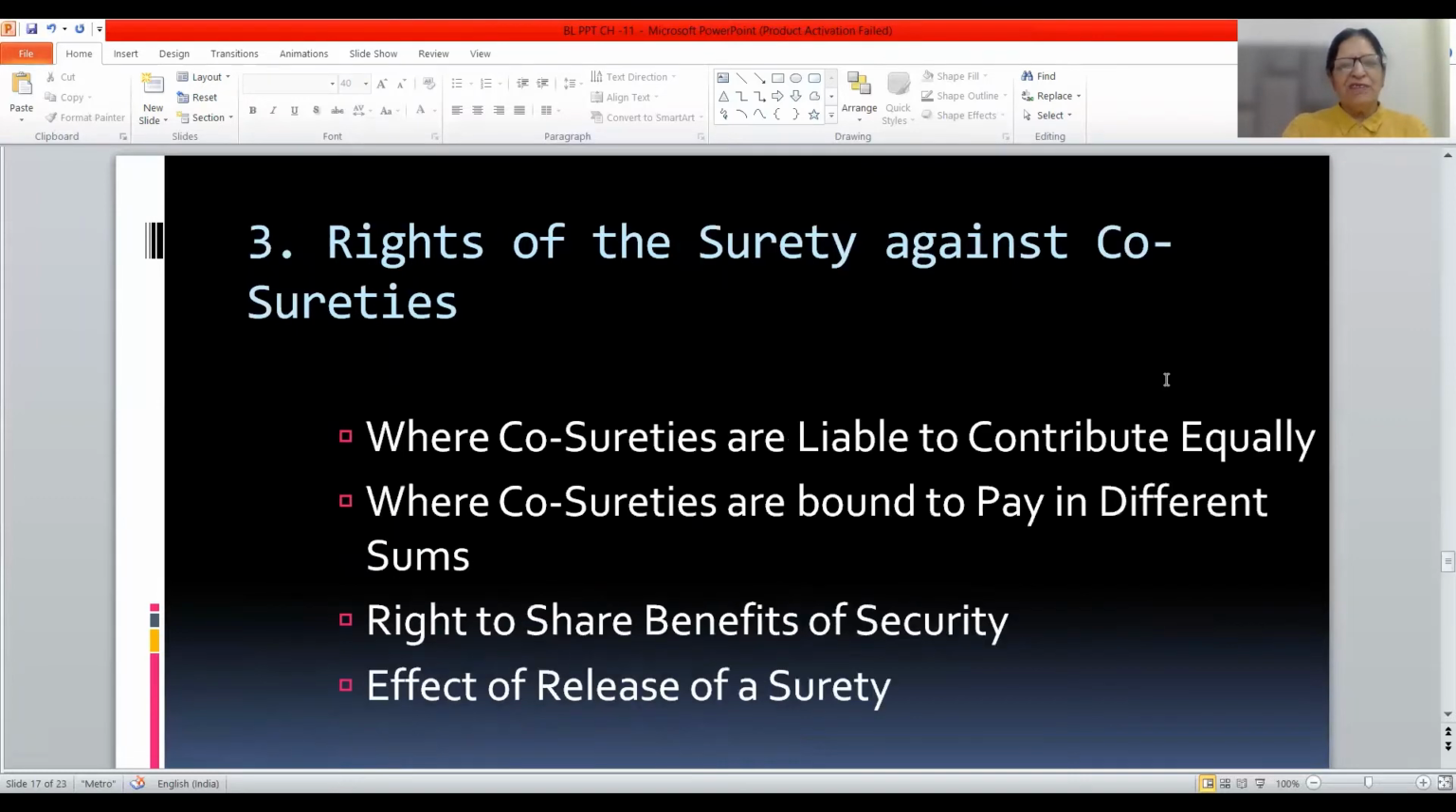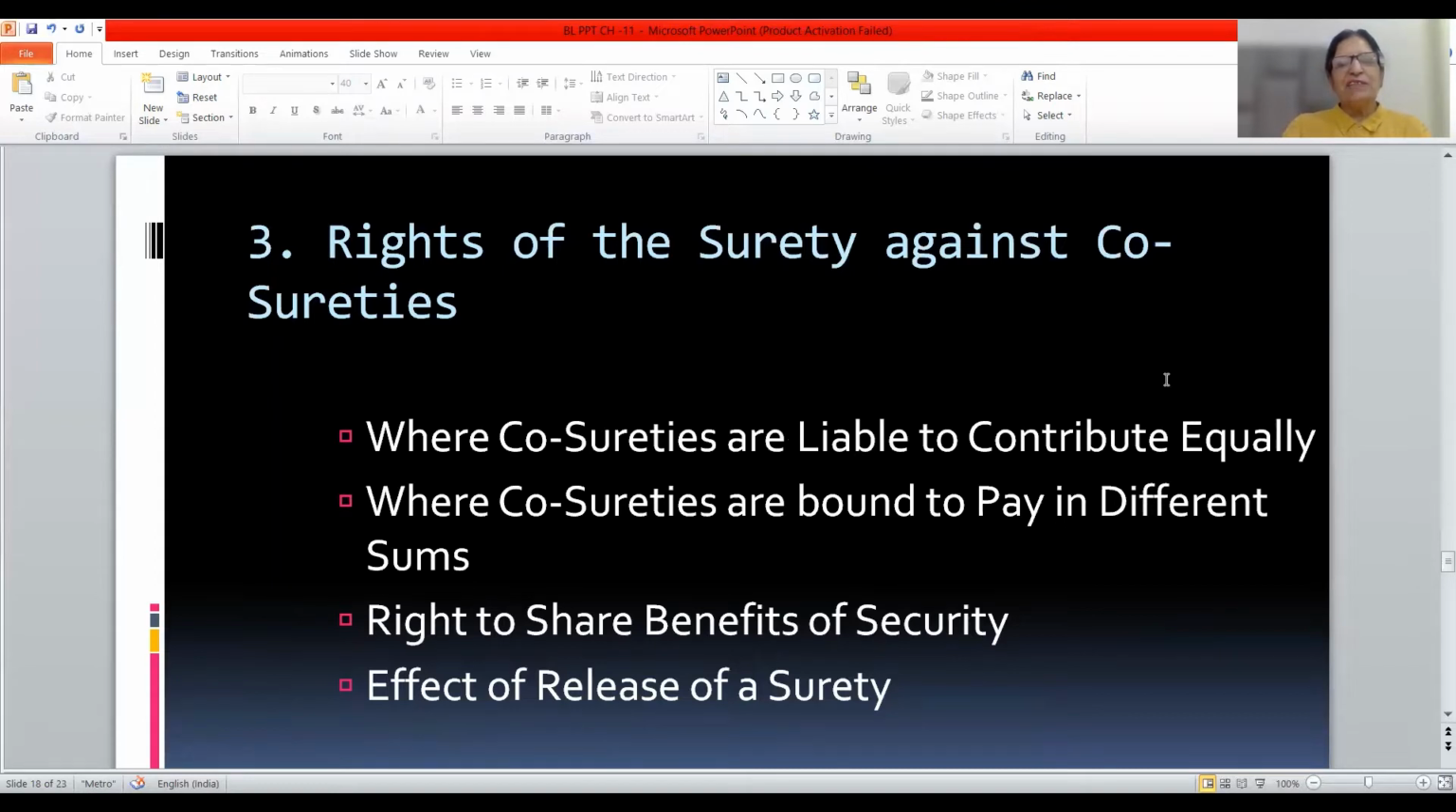Now moving ahead, friends, the third right is rights of the surety against co-sureties. Now, if a guarantee is given by more than one person, then they are known as co-sureties. Now the question arises, what rights does the surety have against co-sureties? I would like to share all these 4 points which are before you.